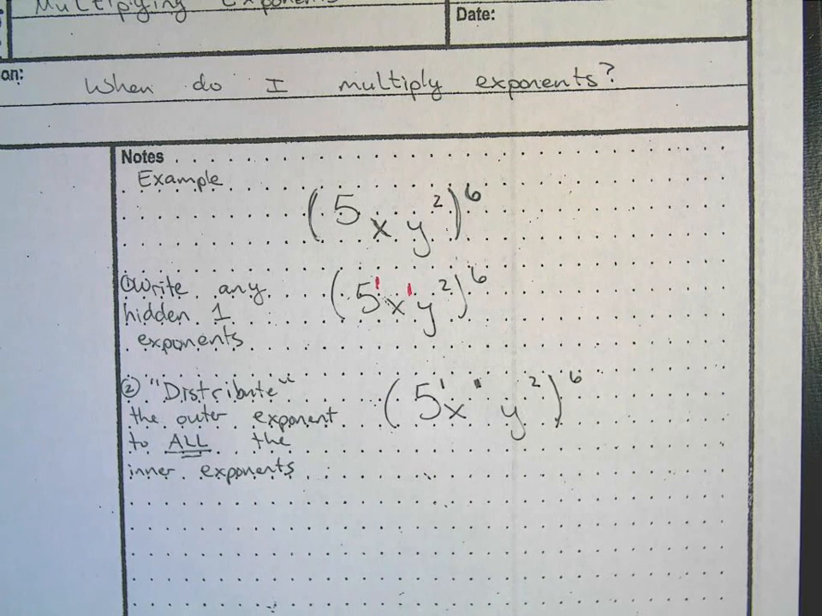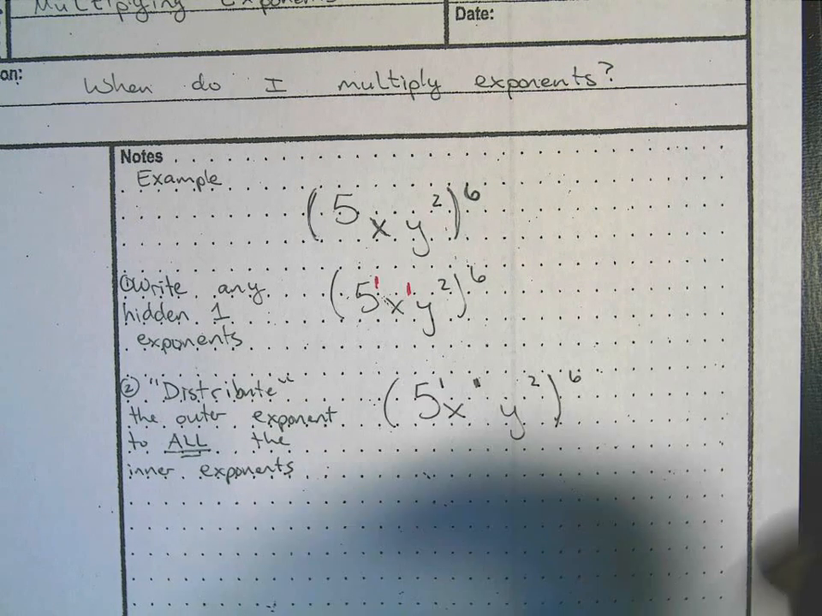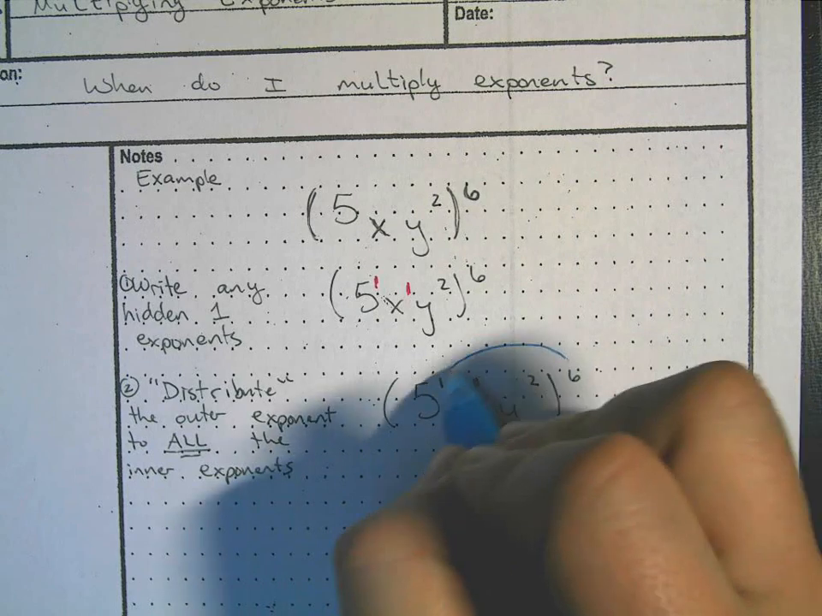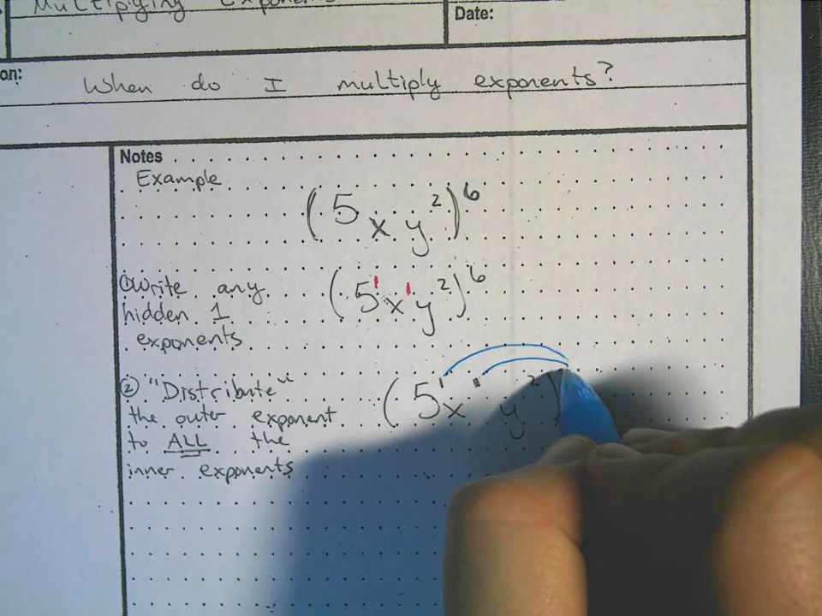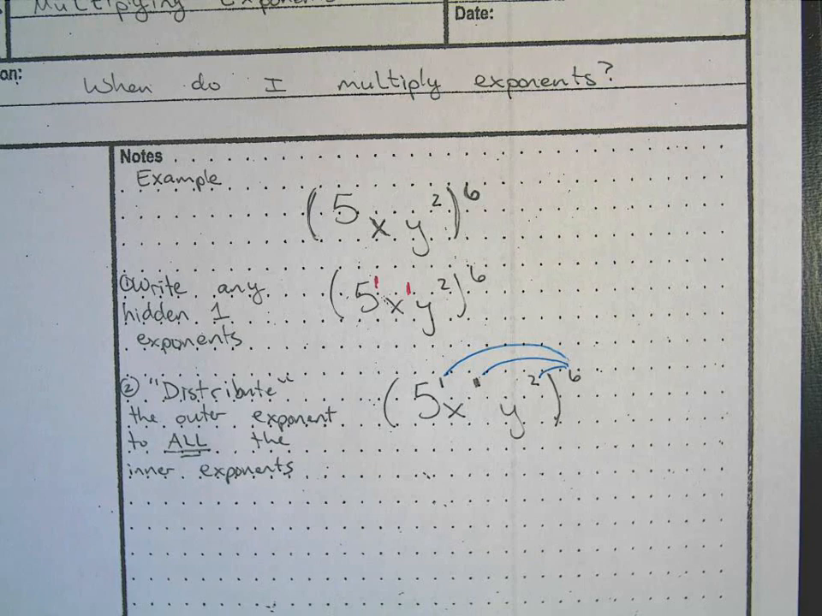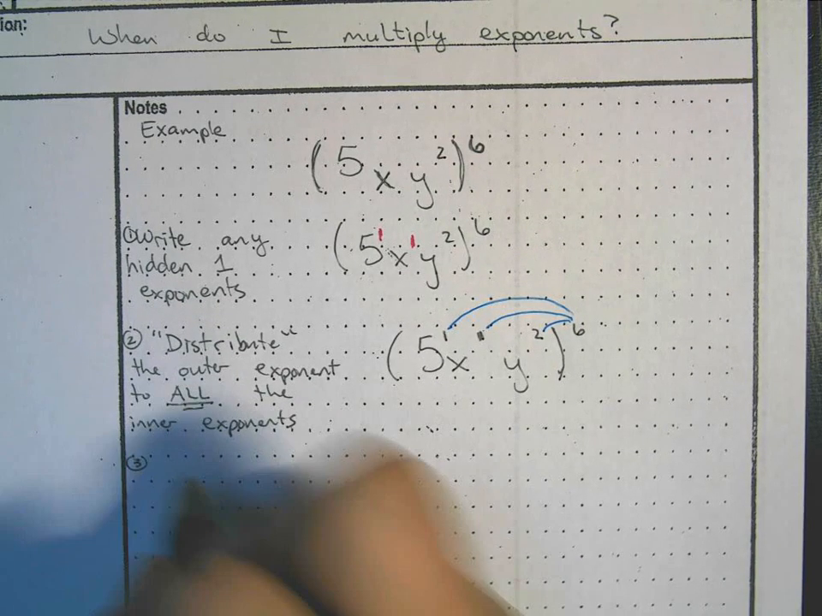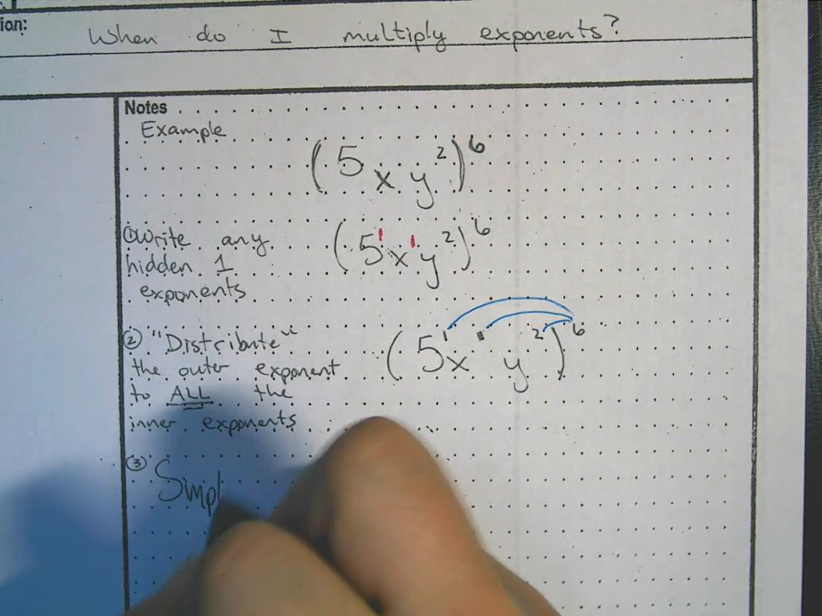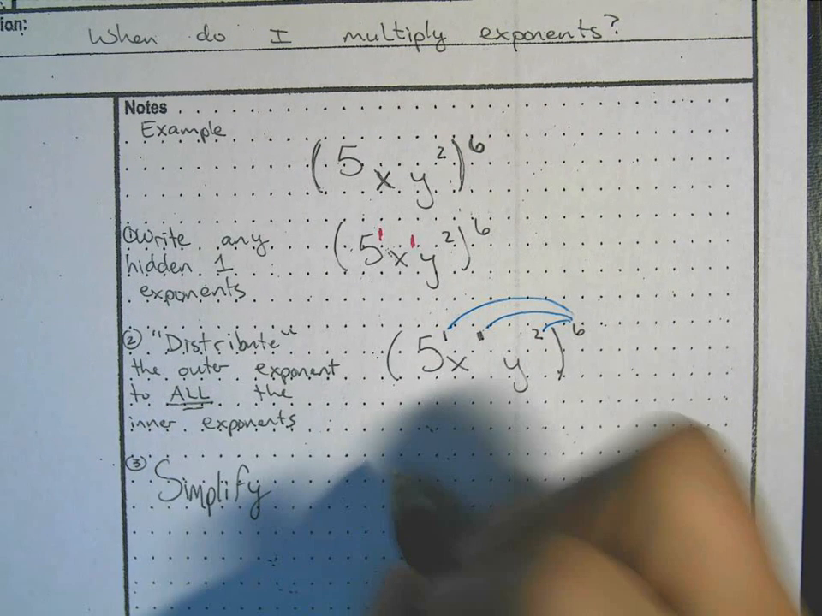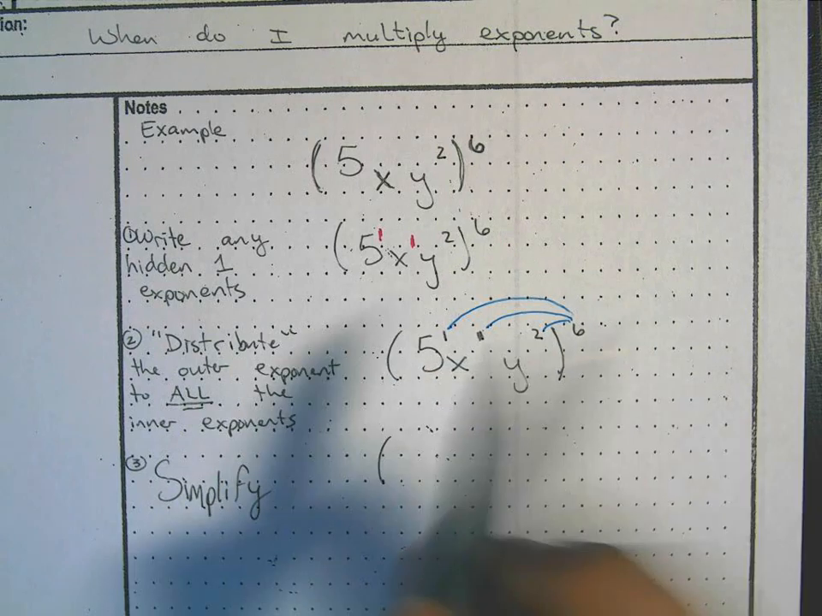And now our new step is to distribute. So I'm going to take the 6, and multiply it by 1: 6 times 1, 6 times 1, 6 times 2, like that. Step 3 is to simplify, and this will be our final answer.